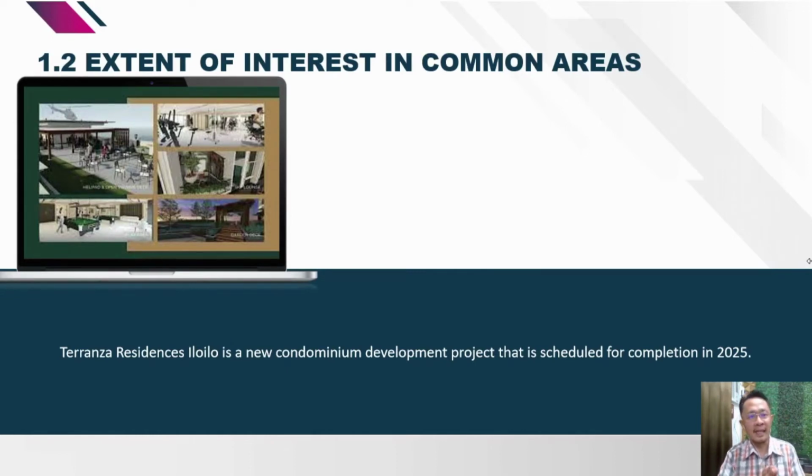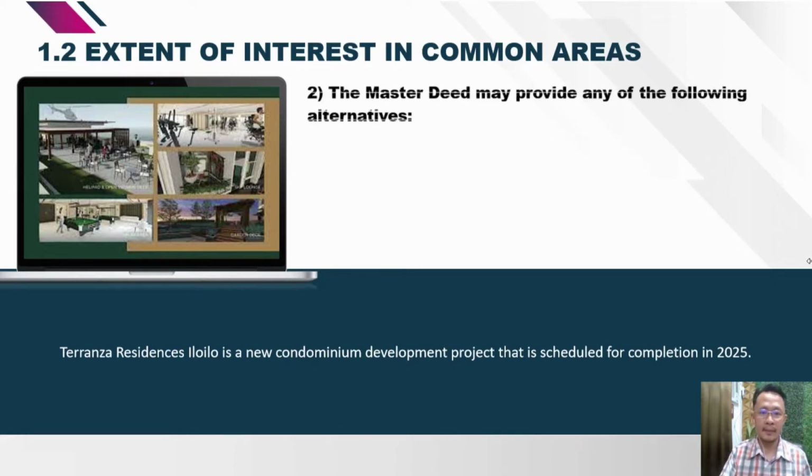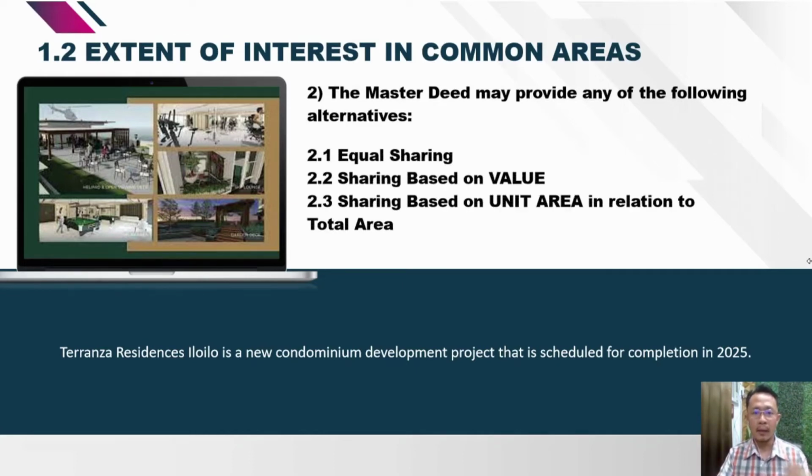Okay, let's discuss the extent of interest in common areas. In the absence of any provision in the master deed, all unit owners shall have an equal share in the common areas. The master deed may provide any of the following alternatives: equal sharing, sharing based on value, and sharing based on unit area in relation to total area.